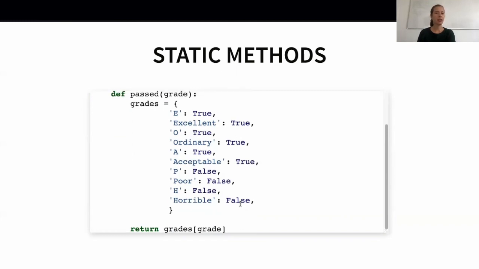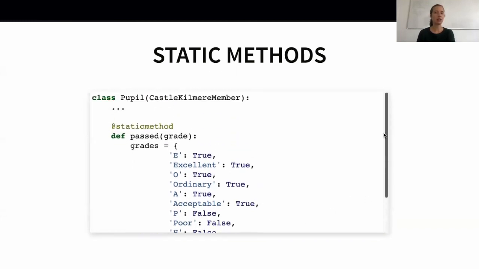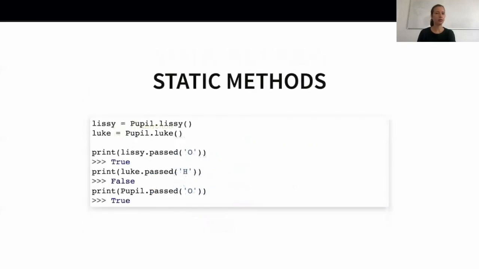You can see here that the method uses no class or instance state, but only has access to the attributes it's provided with, which is the given grade in our case. We can call this method on different pupils. In this example, we first use our newly created class methods to create instances of Lizzie and Luke. We can then access our static method passed, both on the instances, on Lizzie and Luke, but also on the class itself.